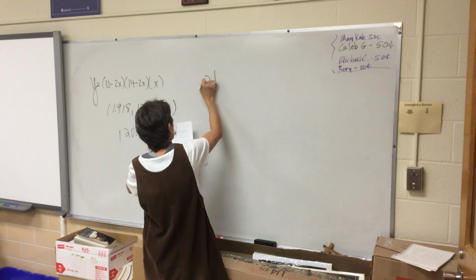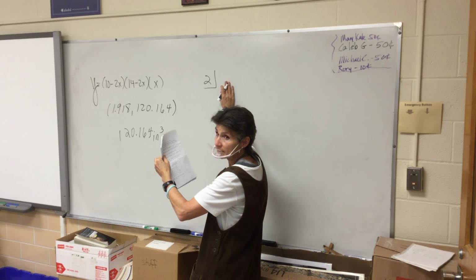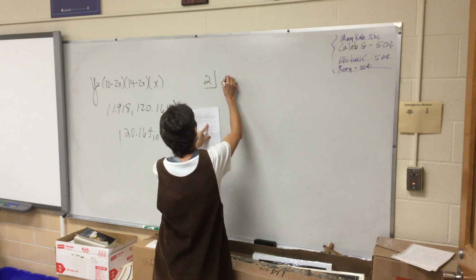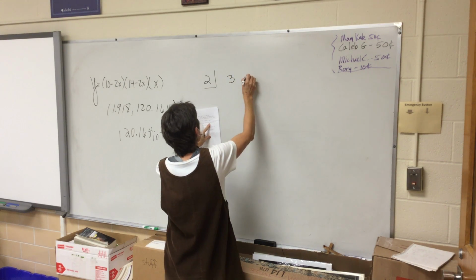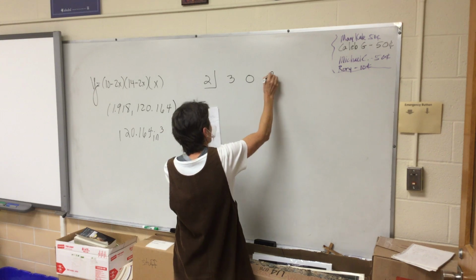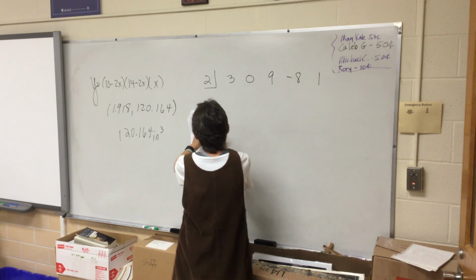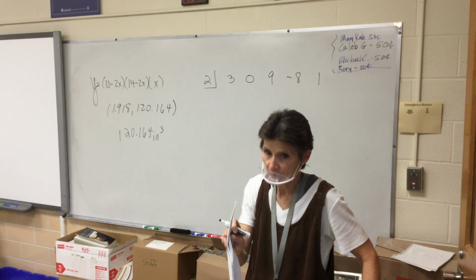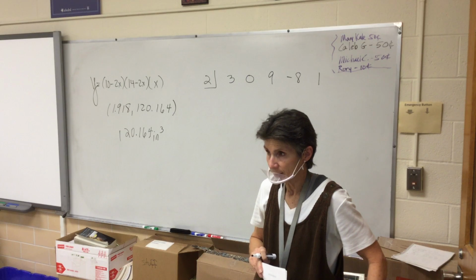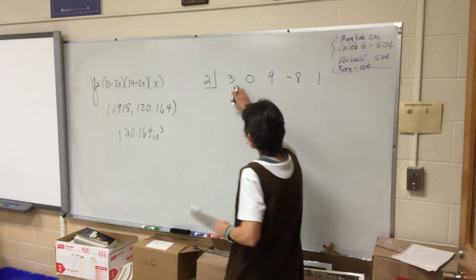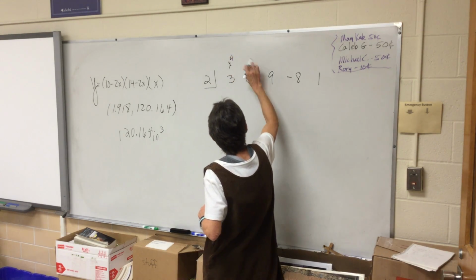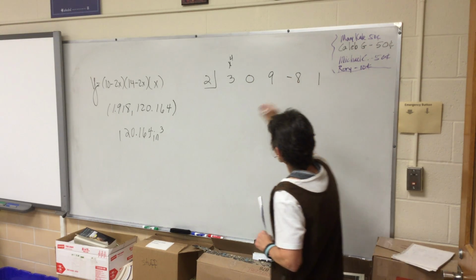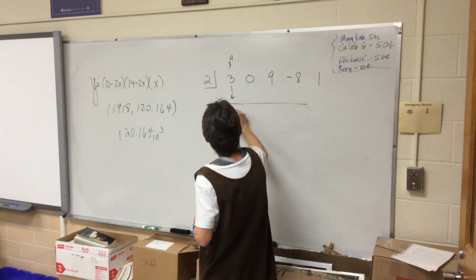So in the box, there'll be a 2, agreed? But then these numbers, be careful. I'm going to have a 3, and then a 0, and then a 9, -8, and 1. Why do I have to put a 0 in there? Because there is a missing x cubed. Remember, if this is x to the 4th, you have to have x cubed, x squared, x, a number. And then I'll just synthetically divide.